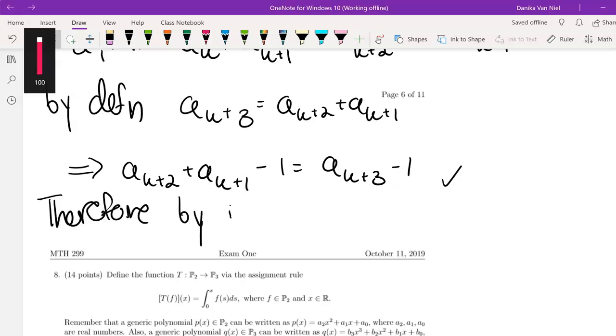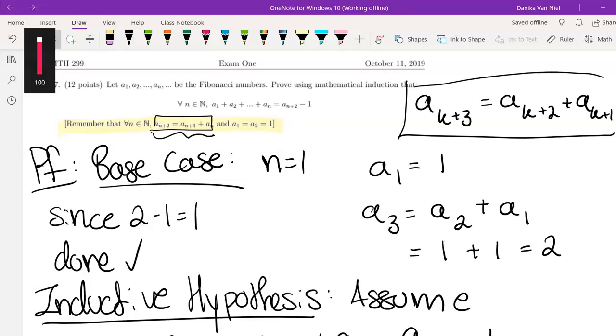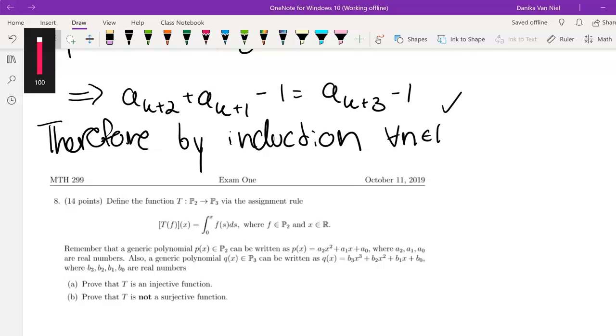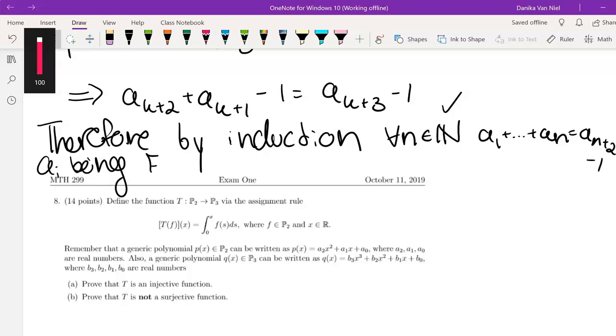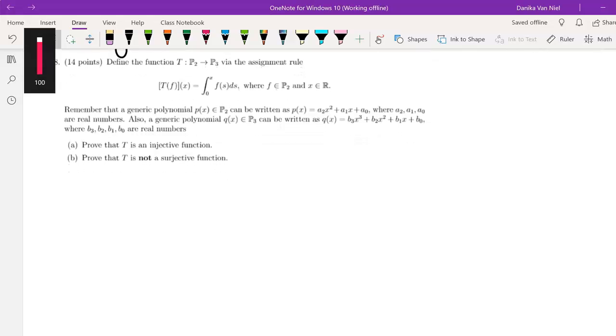Therefore, by induction, oh, do I have to write all that? Yes, I do. For all n in the naturals, a1 plus ... plus an equals an plus 2 minus 1, the ai being Fibonacci numbers. Okay? There we go. Awesome. So remember, your conclusion always has to talk about induction when you do an induction proof.